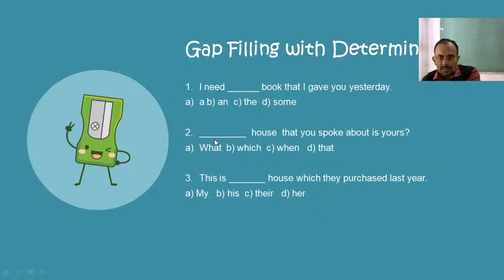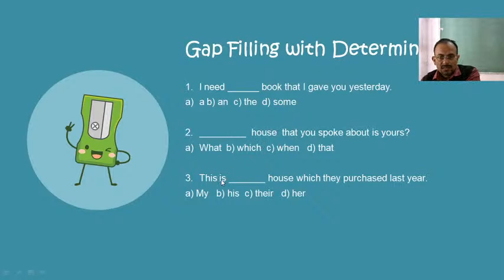Second question, you can see, "Dash house that you spoke about is yours." The options are what, which, when, that. Which house that you spoke about is yours. Which house is yours? Likewise, which house that you spoke about is yours. So which will be the correct determiner here.